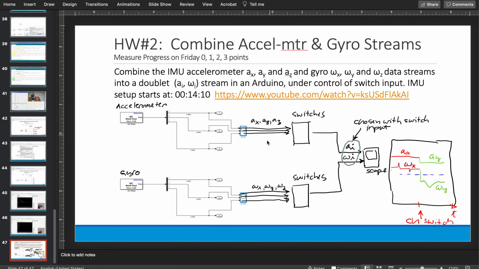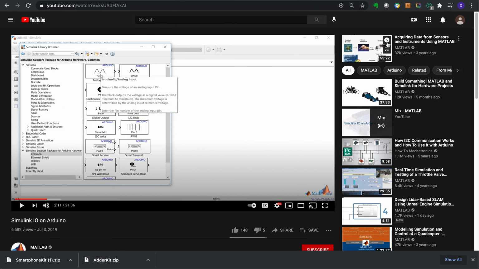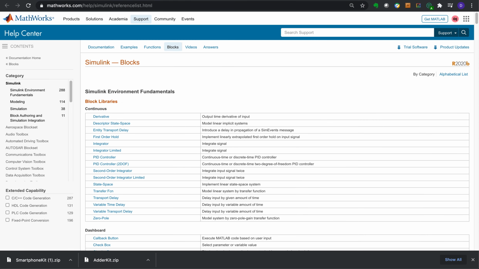So what I want to do here is dig into exploring some of these switches. Then we're going to let our speaker from MathWorks talk us through how to build this system. And so we'll begin right here with our Simulink block.